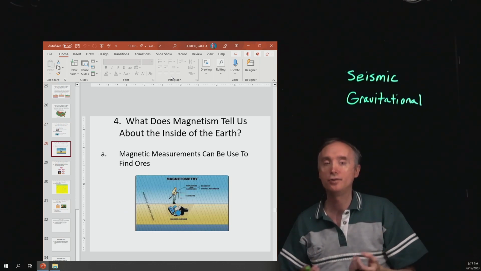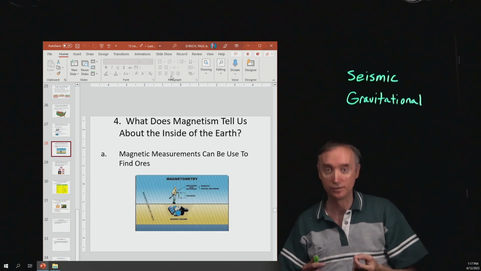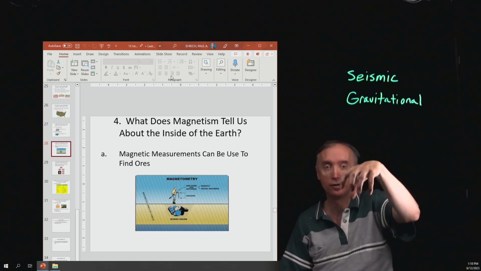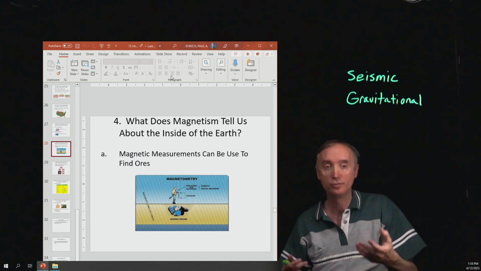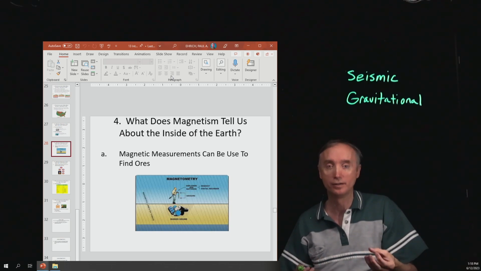So what can it tell you about the inside of the Earth? Well, it can locate metals, for example. So if you have a magnetometer and you go over the top of a metal deposit, it could be copper, lead, or gold. Any kind of metal is going to set off a magnetometer, and so we could use it to hunt for ores.